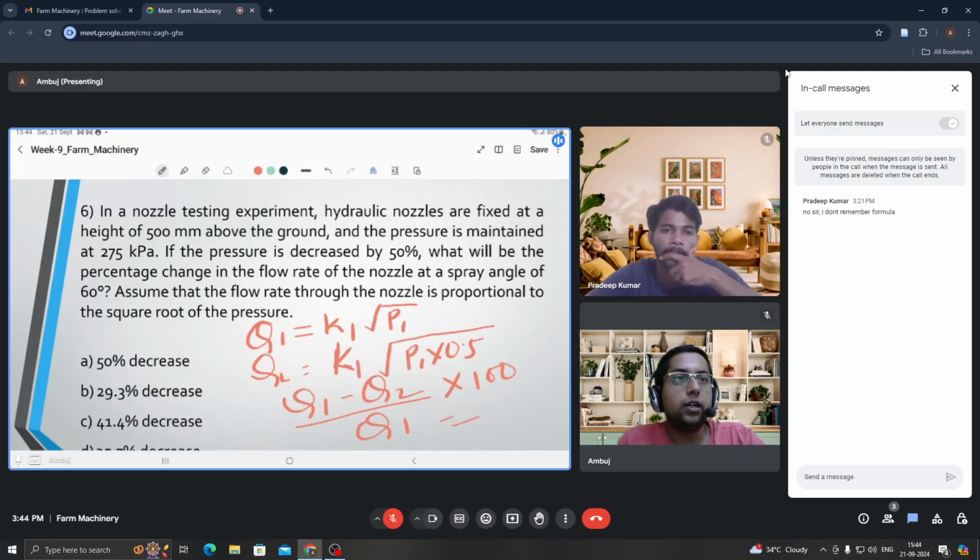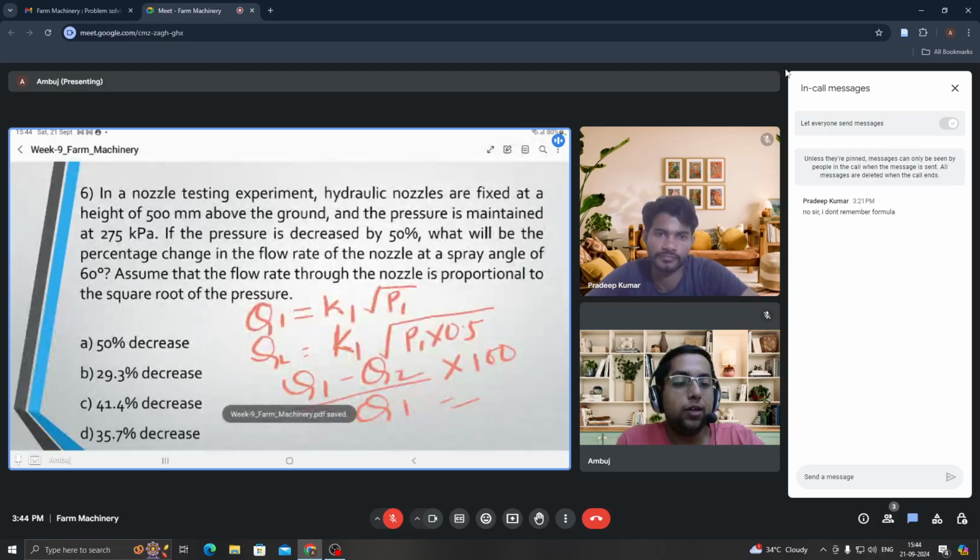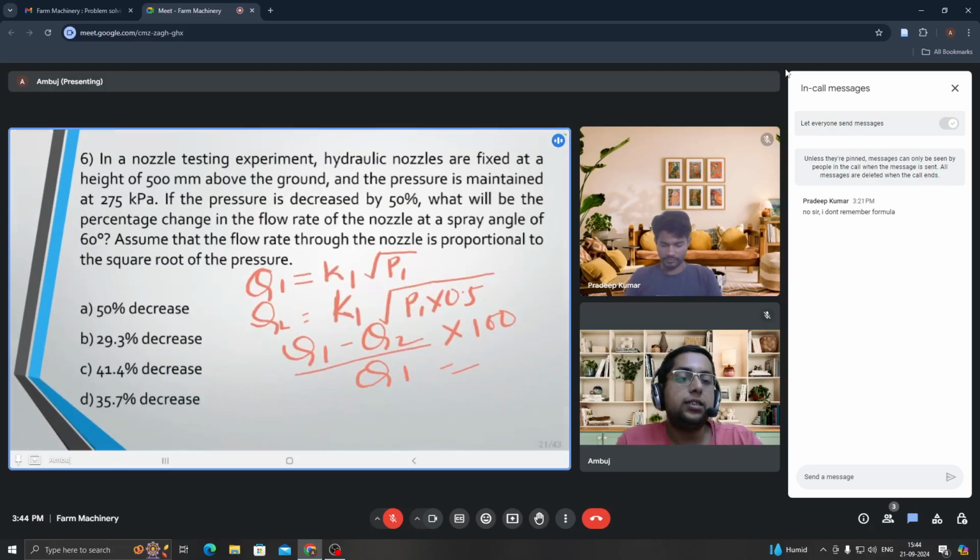This is K1 only. At both places, K1 would be the same. So Q1 would be K into root of P1, and Q2 would be equal to K1 into root of P1 into 0.5. Then (Q1 minus Q2) over Q1 times 100, you have to calculate. This is the percentage change. Yes, please do try to calculate. And if this type of question comes in the examination, then please solve it directly. Don't get confused that a lot of parameters have been given, like height above the ground and spray angle.